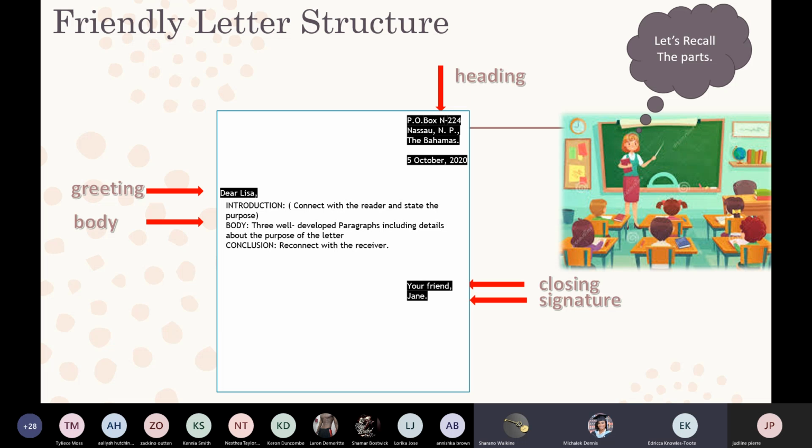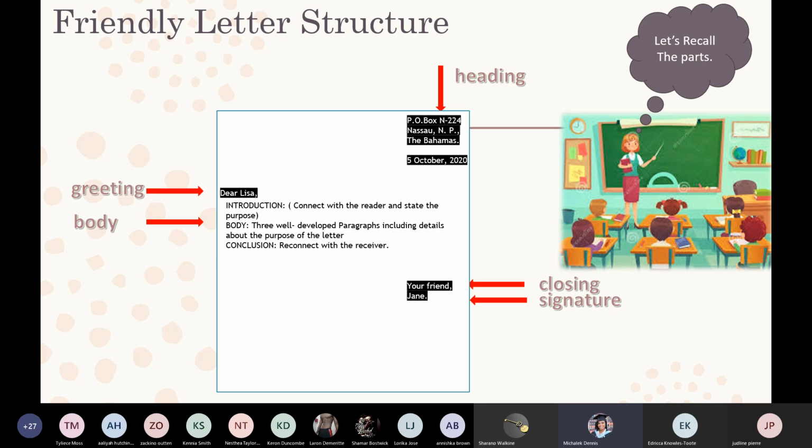So, students, if you were to write your friendly letter and you put P.O. Box and then you put Nassau, comma, N.P., comma, and Bahamas, period, that would still be correct. And your date, skip a line and have your date, that's still correct. But remember that your punctuation has to be consistent. If you start using punctuation, you can't stop. Okay? Thank you.